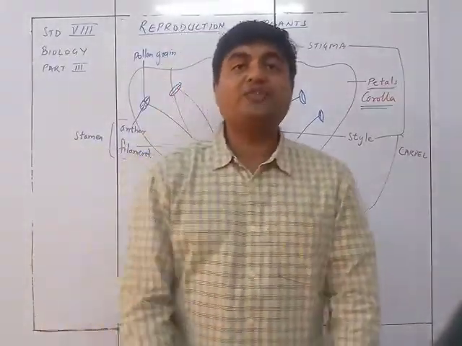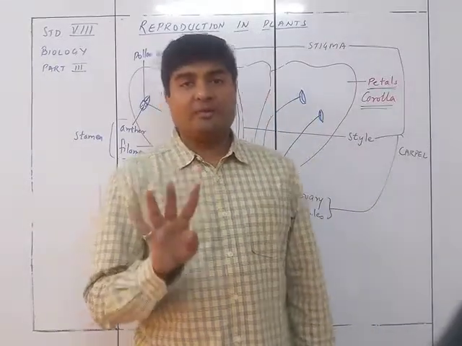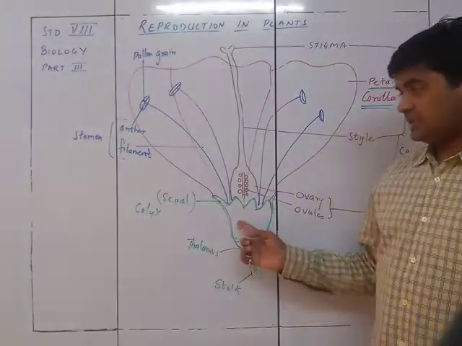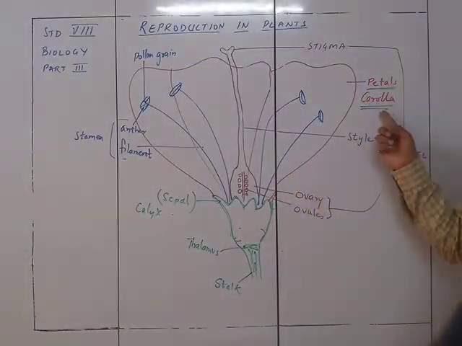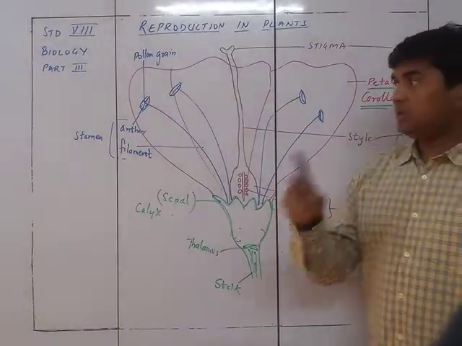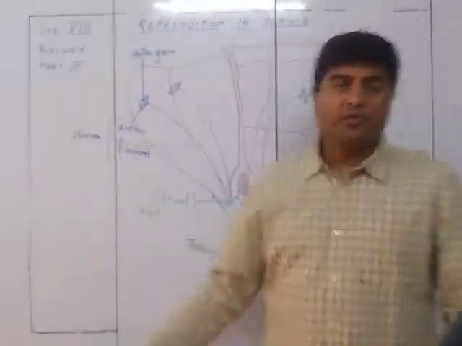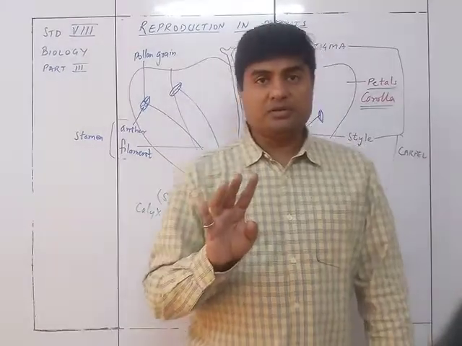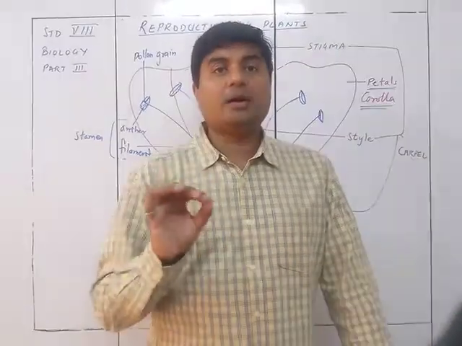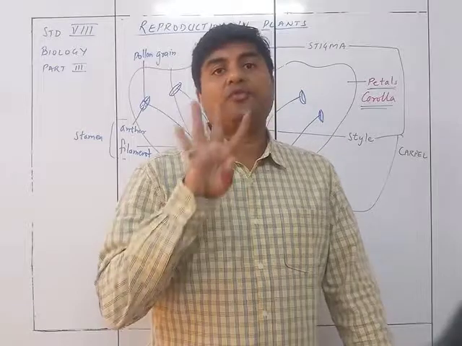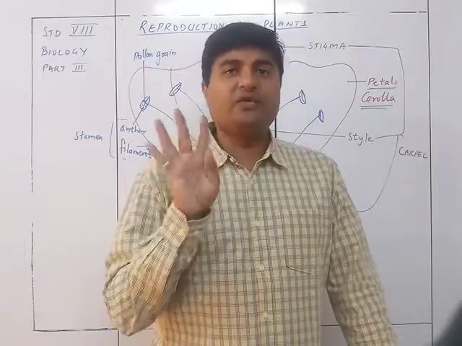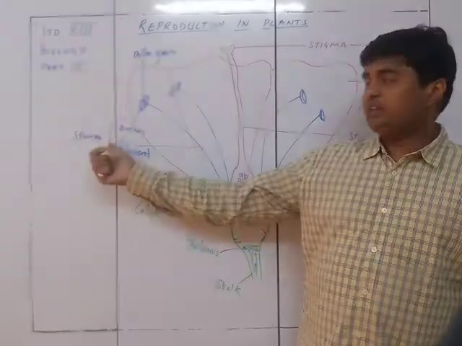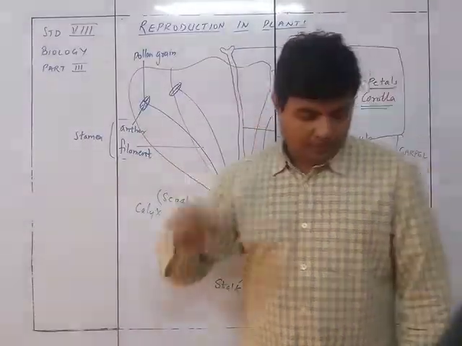So these are the four whorls of the flower. The first whorl, the calyx. Second whorl, the corolla or petals. Third whorl, the male reproductive stamen. Fourth whorl, the carpel. All flowers, if they are complete flowers, will have four whorls, that is calyx, corolla, stamen, carpel.